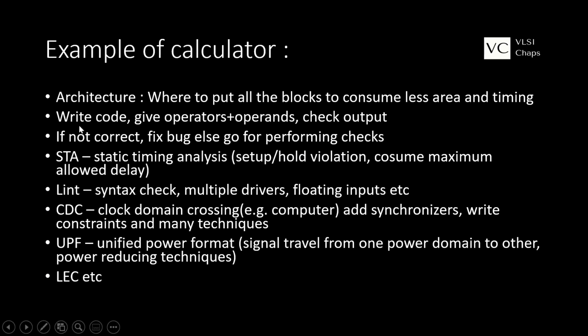Now what will you do? You will write the code for this calculator, and then we'll give operands and operators. Suppose in the calculator you want to do multiplication. So what will you do? To check your code, you will give 1 and 2 as operands, and as the operator you will give the sign of multiplication, and then you will check your output to see whether it is performing the multiplication properly or not. So that is the second step. If it is not correct, then fix your bug. If you don't get your expected output, then fix your bug.